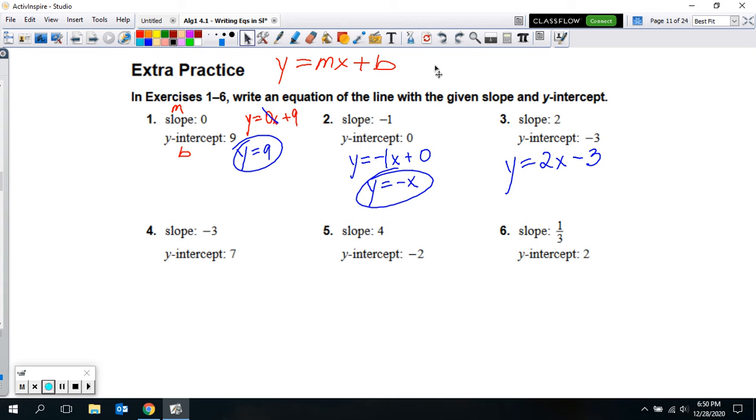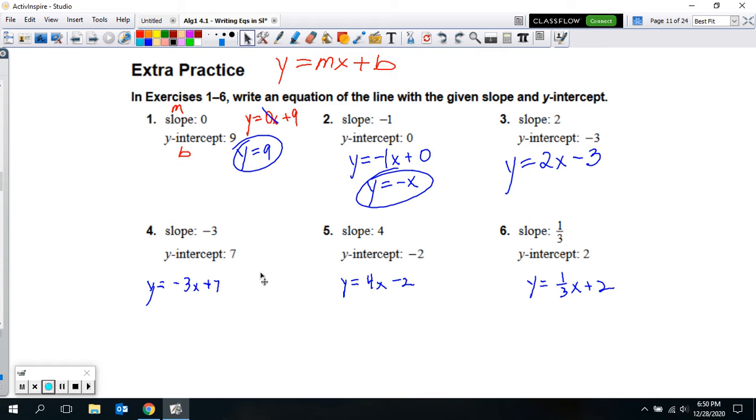Okay, so hopefully you have your answers for 4 through 6. Let's go ahead and check those. Number 4, you should have y is equal to negative 3x plus 7. Number 5 should be y equals 4x minus 2. And number 6 should be y equals 1/3 x plus 2. So those are your slope-intercept form equations. You didn't have to simplify anything. Once you just substituted in the slope and the y-intercept to the m and the b, you were done.